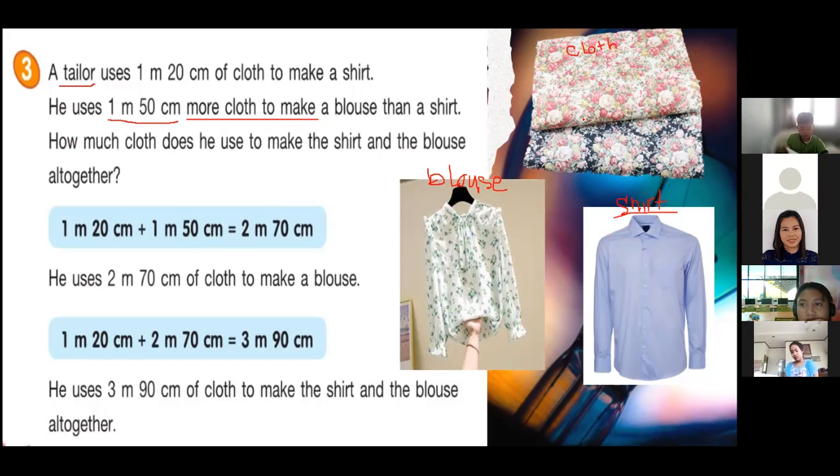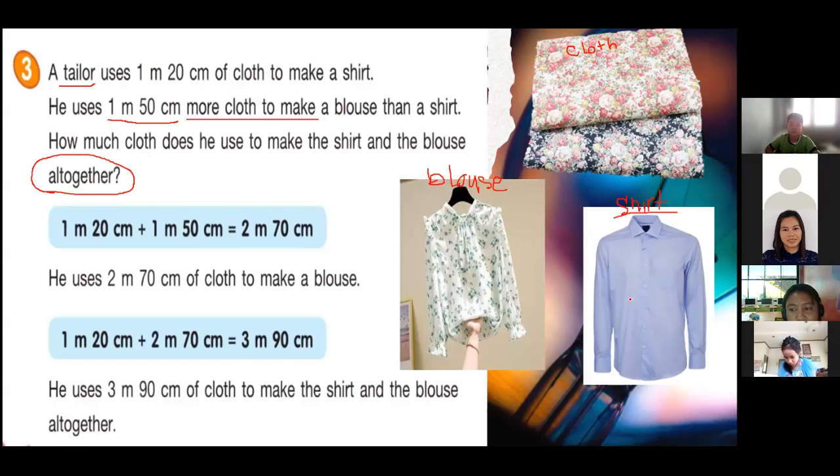Okay, this is the example of cloth to make a blouse and shirt. So a tailor, we know the question here is how much cloth does he use to make the shirt and the blouse all together? Okay, again, he said that a tailor uses 1 meter and 20 centimeter of cloth to make a shirt.